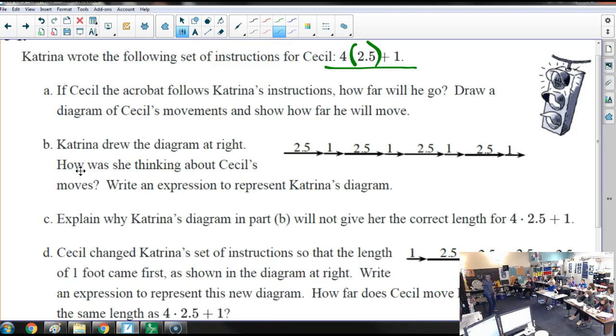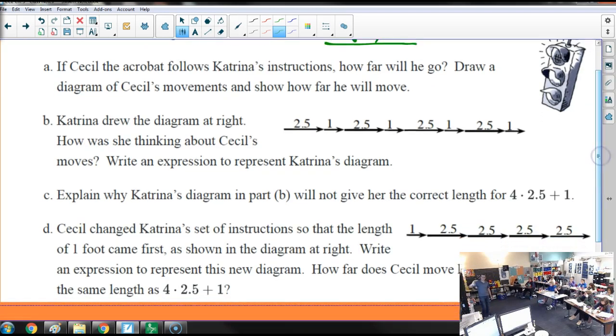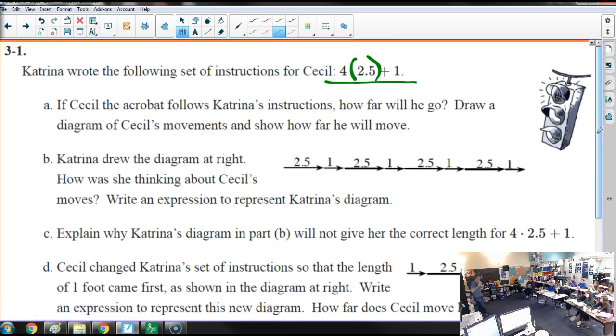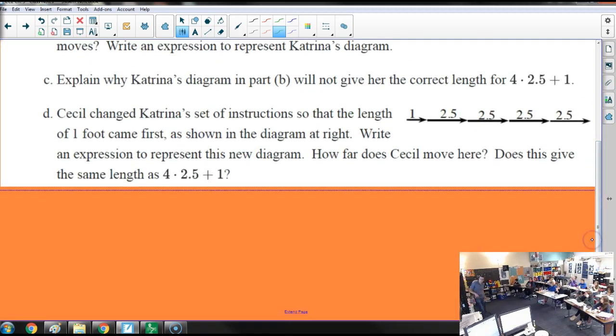So Katrina did not draw this right because she drew 4 sets of 2.5 and 1. Right? We got a 1 here, 1 there, 1 there, 1 there. I heard a few people say we should only have 1, 1. Right? The 1 doesn't get multiplied by 4. Only the 2.5 does. So if you were to draw this out, my bet is you did 2.5. Now I get to cheat. You don't.